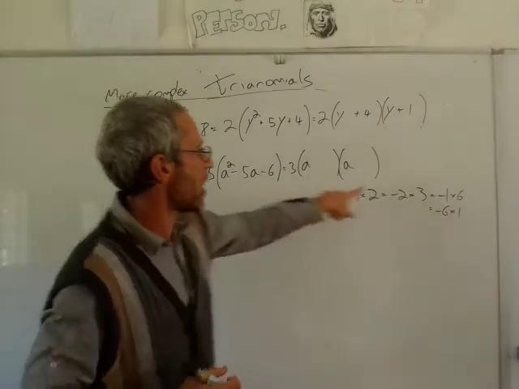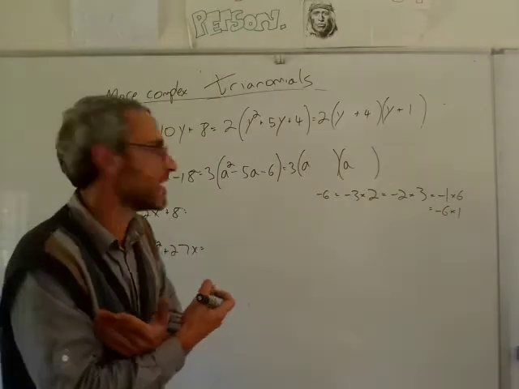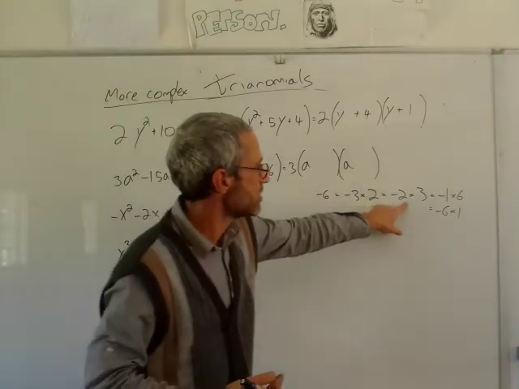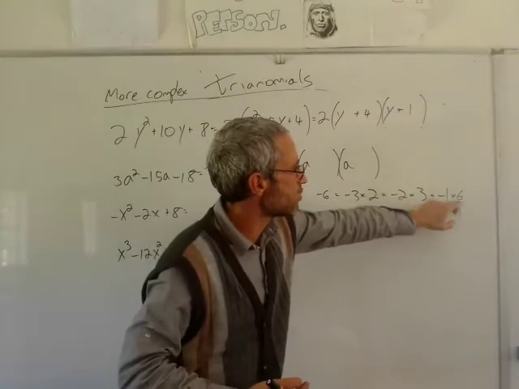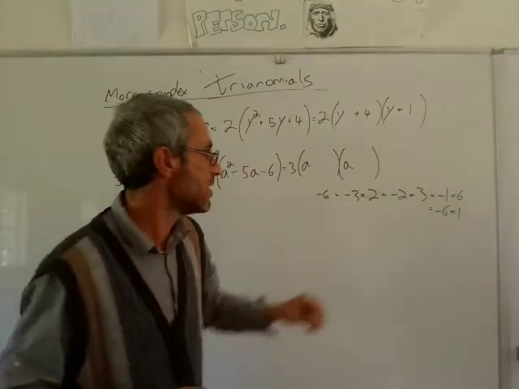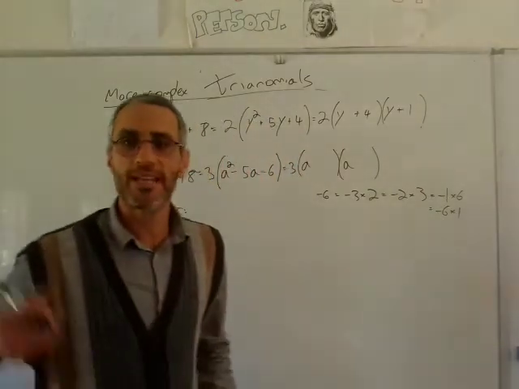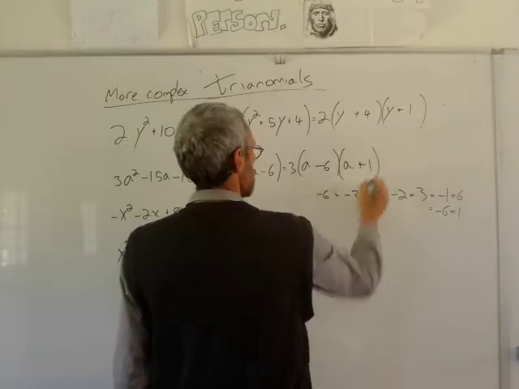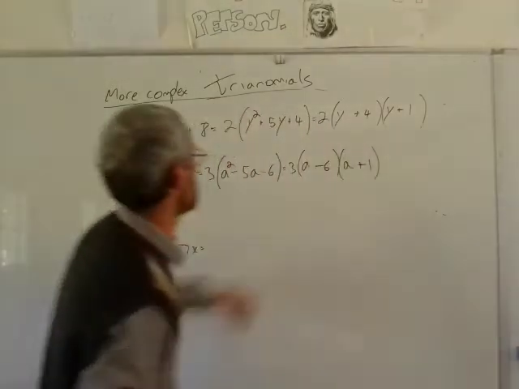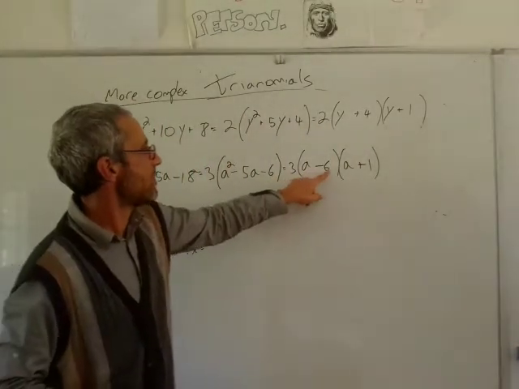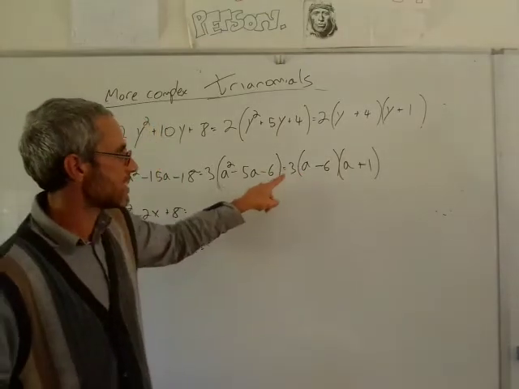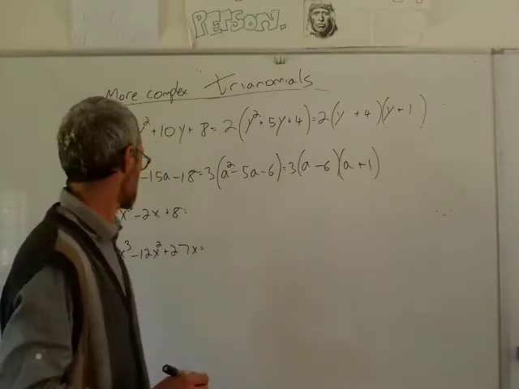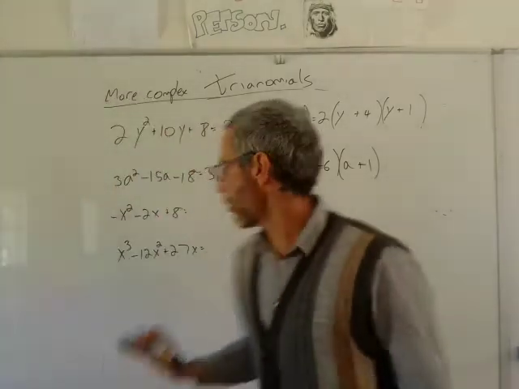Now, which of these pairs, if I add them together, will I get minus 5? Well, it isn't going to be those. It's going to be one of those. Minus 1 plus 6 is plus 5. Minus 6 plus 1 is minus 5. So it's going to be minus 6 plus 1. And that's going to be the answer. Let's just test. Minus 6 times 1 is minus 6. Minus 6 plus 1 is minus 5. End of story. Let's move on to another one.